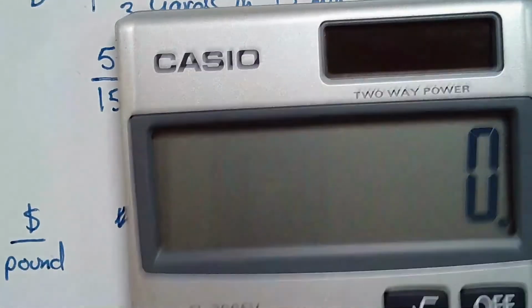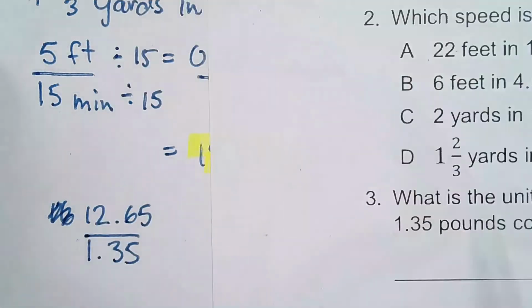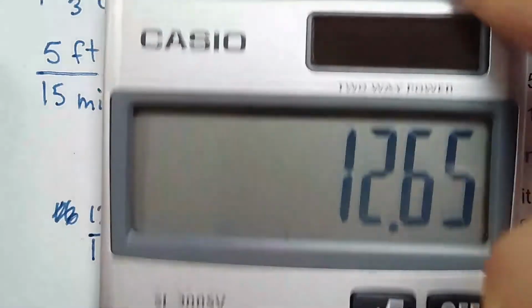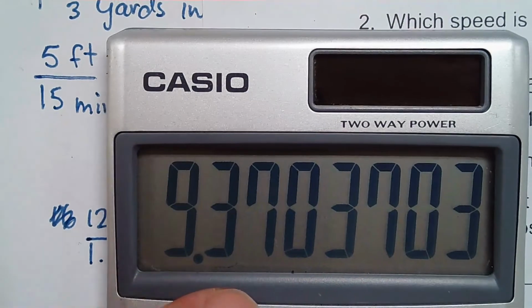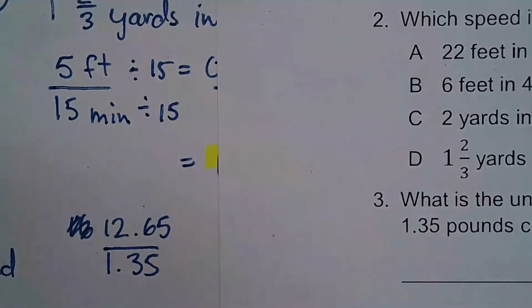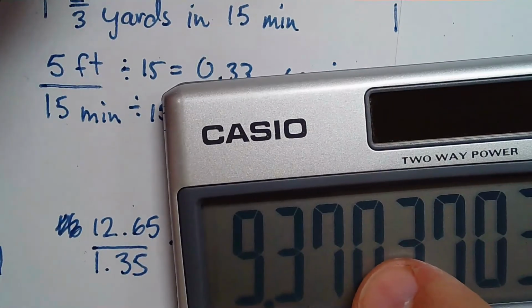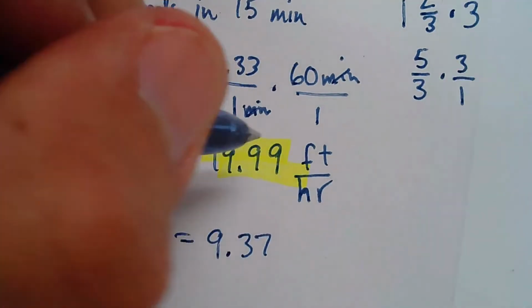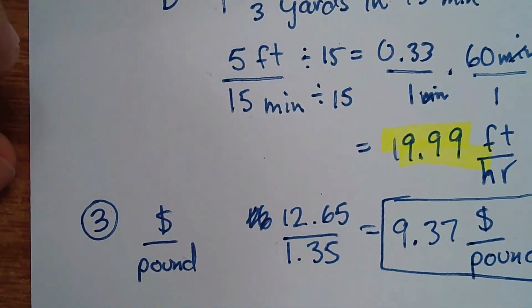And so I take 12.65 divided by 1.35, and that is 9.37. We stop at the 7, so that equals $9.37, right? Because we don't need the rest of the decimal, because with money, we stop at the penny right there at the 7. Dollars per pound. And I'll box that. That's number 3.